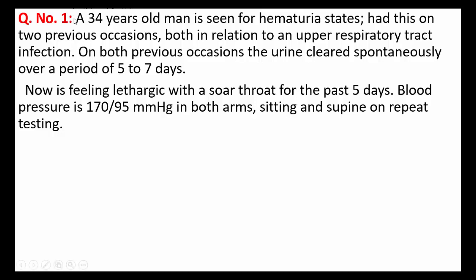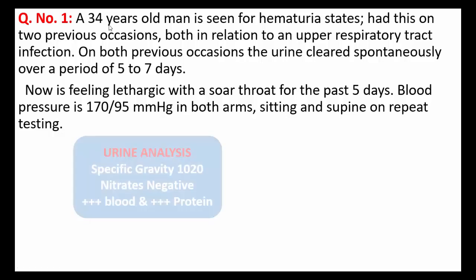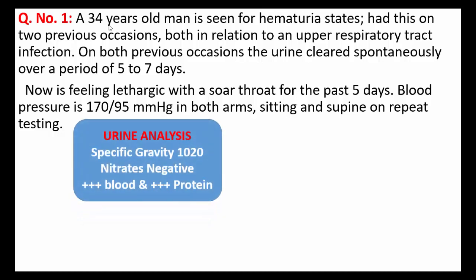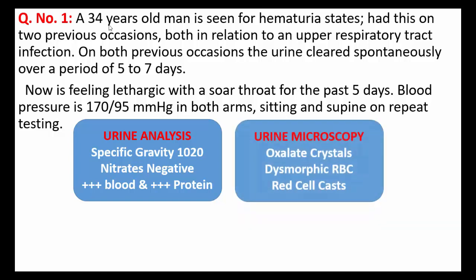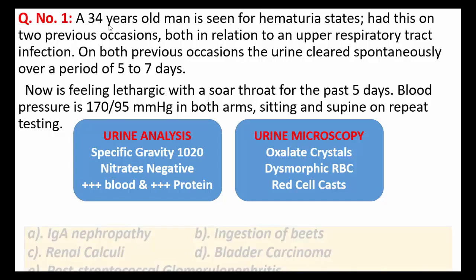It is the most common cause of glomerulonephritis in the world, and the most important thing is the age. The patient will come in the second and third decade of life. So the patient here is 34 years of age. Urine analysis gives a specific gravity of 1020. Nitrates are negative, but blood is positive and protein is positive, meaning there is glomerular injury. With urine microscopy, oxalate crystals, dysmorphic RBCs and red cell casts.